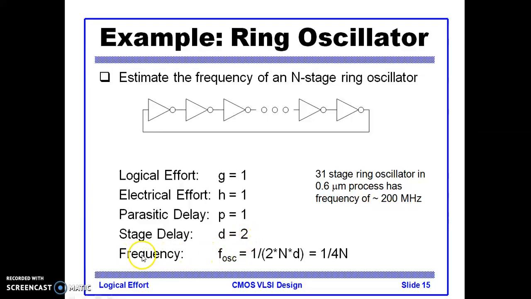We can now estimate the overall time. Since you have n stages, the total time is n into d. The frequency of the oscillation is given by 1 over 2 into n into d, where n into d is the overall time, and dividing by 2 gives half of the time. The oscillating frequency will be 1 by 4n. So 1 by 4n is the oscillating frequency of this ring oscillator.